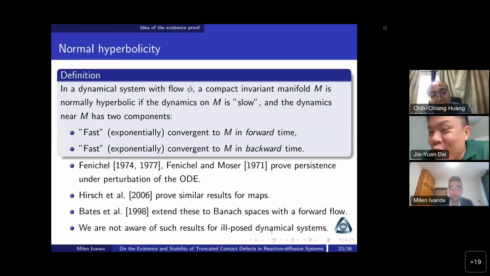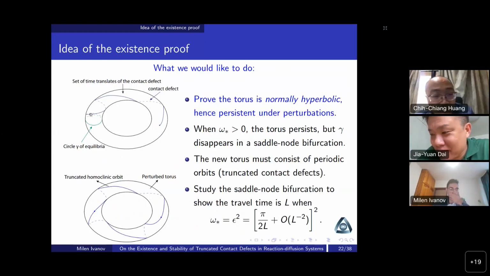Milen, here I have a question. This is so interesting. Are you saying that we cannot use the geometric singular perturbation method to solve your problem? Not completely. We can use some of these results which are near the center manifold. There you can use some geometric singular perturbation. However, we're not aware of global results, which are going to allow me to perturb the whole torus.